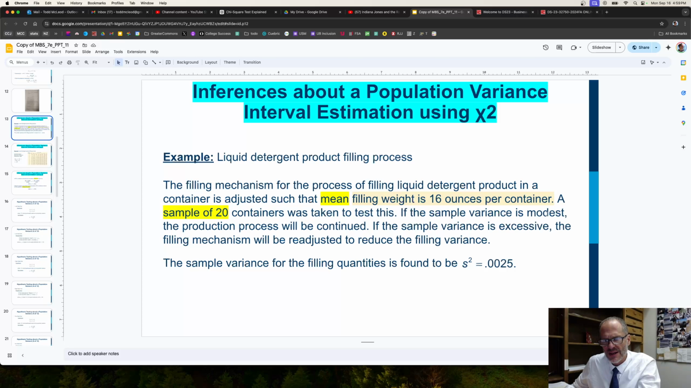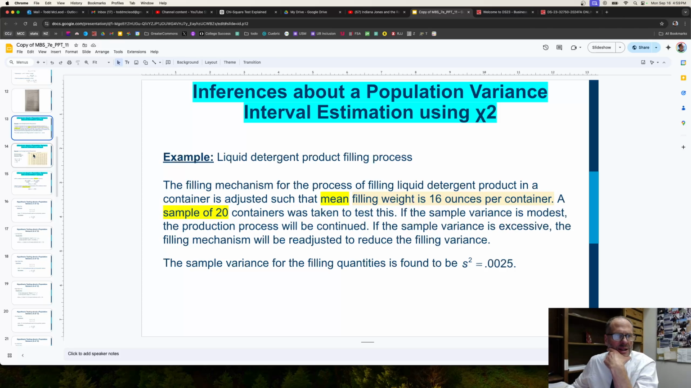If the sample variance is modest, the production process will be continued. If the sample variance is excessive, the filling mechanism will be readjusted to reduce the filling variance. The sample variance for the filling quantities is found to be that. Okay, that's our sample variance.